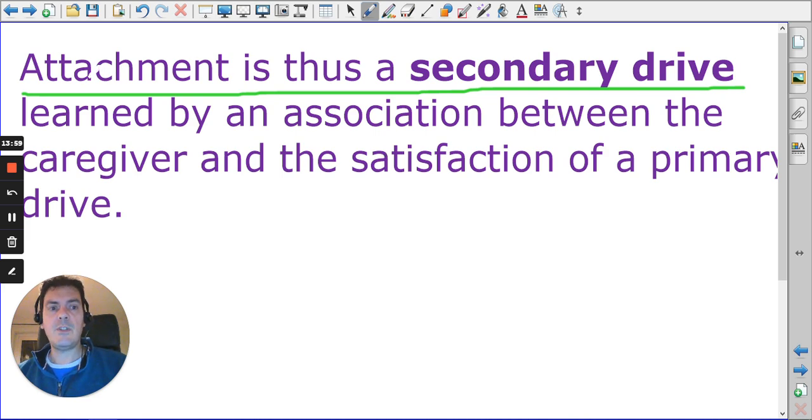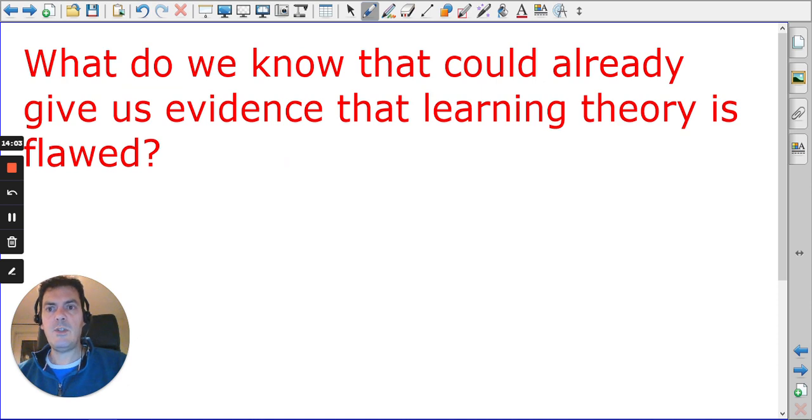So moving on to the evaluation side of things, I have a question there. It says, what do we already know that can give us evidence that learning theory is flawed? Okay, just think back on maybe some of the stuff we saw with Harlow. Maybe think back of some of the things we saw in terms of Schaffer and Emerson, or any of those type of things. Do we know anything already? Think about the role of the father.